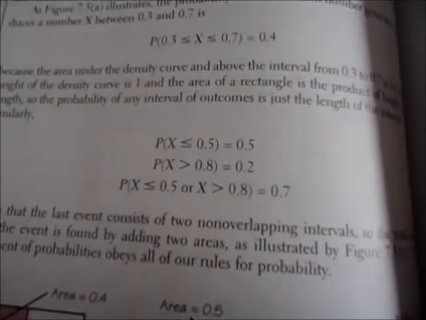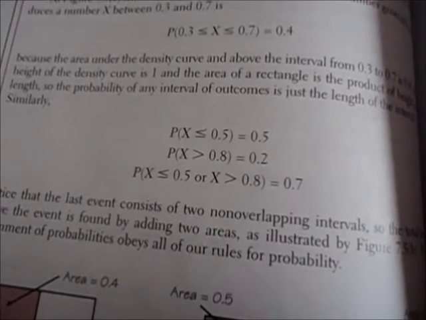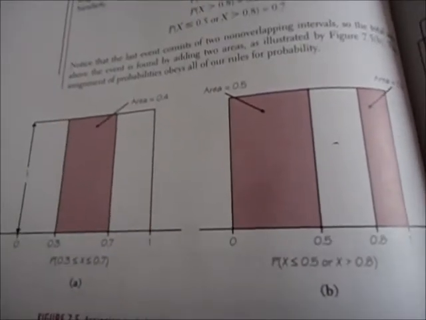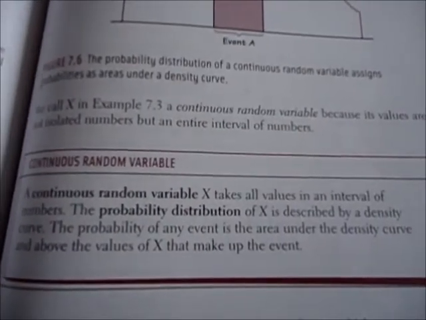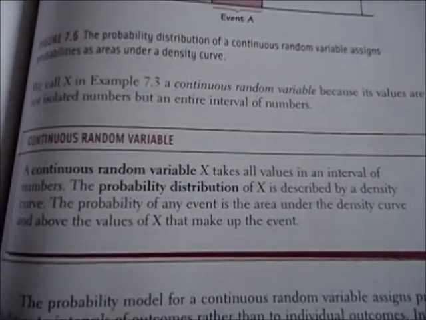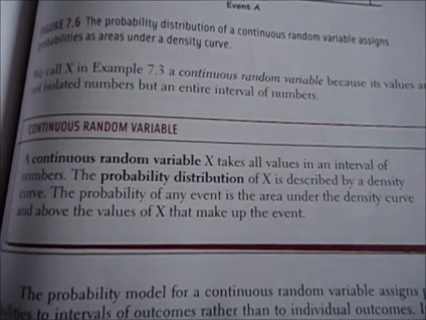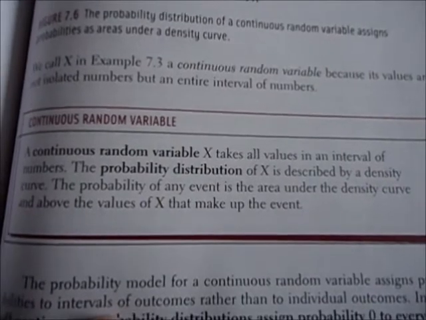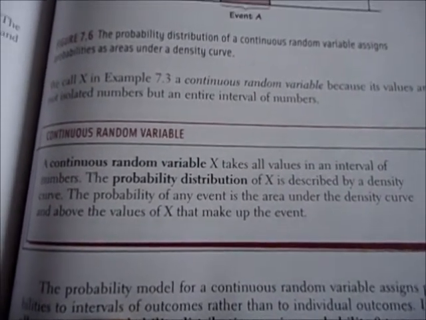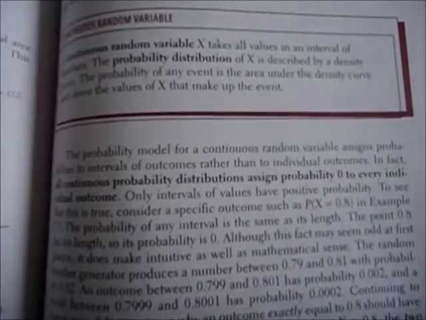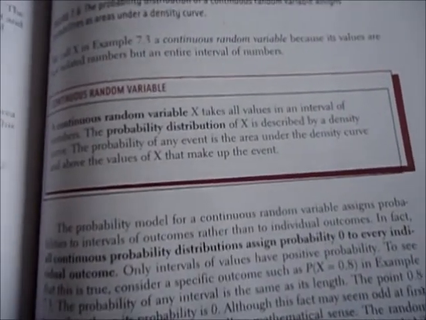Similarly, the probability of x less than 0.5 is equal to 0.5, and the probability of x greater than 0.8 is 0.2. In these diagrams, you can see the outcomes of the results. A continuous random variable takes all values in an interval of numbers. The probability distribution of x is described by a density curve. The probability of any event is the area under the density curve and above the values of x that make up the event. Every continuous probability distribution assigns probability 0 to every individual outcome.